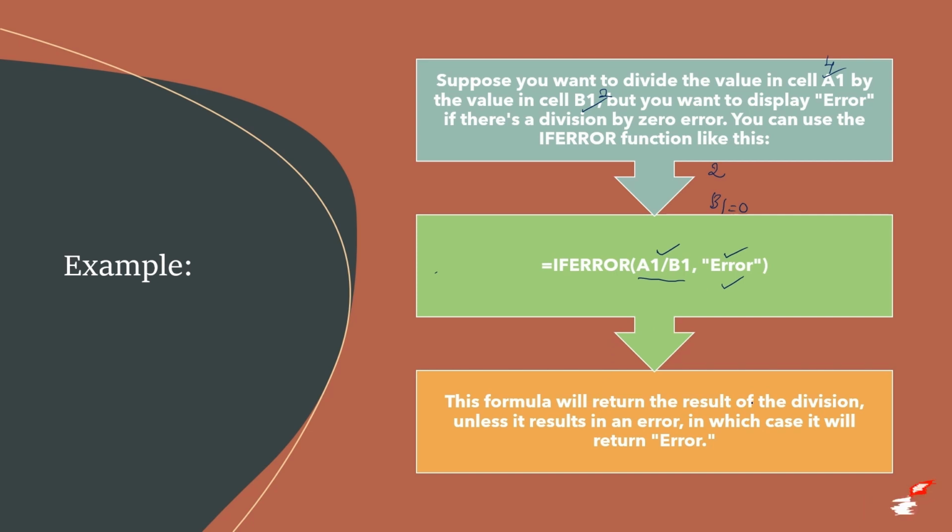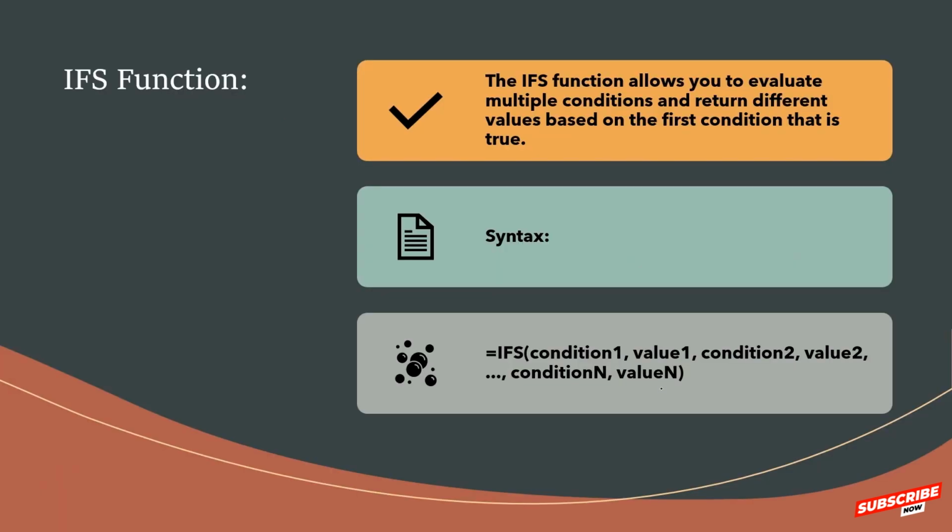This formula will return the result of the division when the division is normal. Like when the values 4 and 2 are given, it will return the normal output. Only when an error is generated, this message error will be visible, right? Unless it results in an error, in which case it will return error. Otherwise, the regular output, as we consider 4 and 2, will generate 2 as output. Only in case of error, the error message will be visible by using this function. Now let's see the third function related to the if.